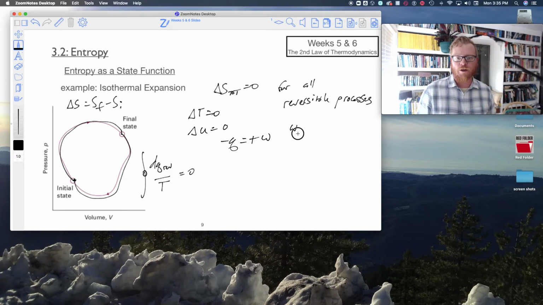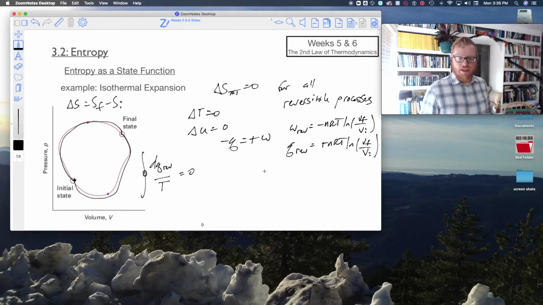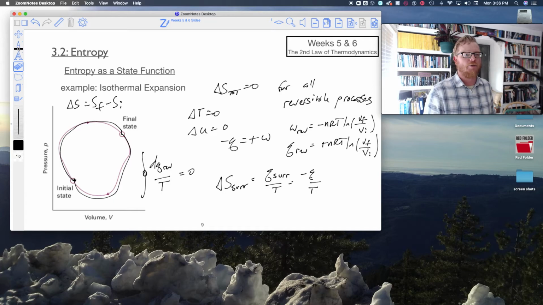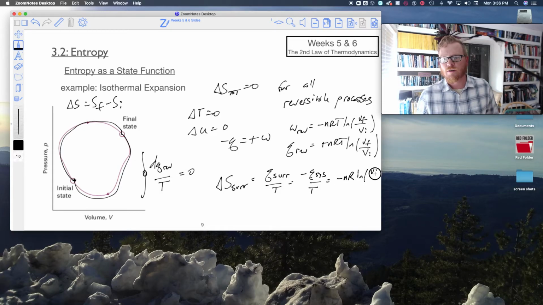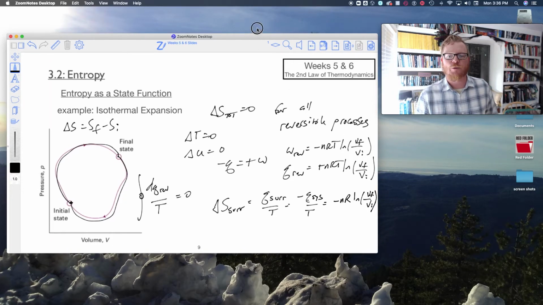And if we keep going with this, we know work reversible, instead of deriving it, I'm just going to throw the equations up. W equals negative nRT natural log of VF over VI. So then as a result, Q reversible has to be positive nRT natural log of VF over VI. Okay. We recognize that delta S of the surroundings equals Q of the surroundings divided by temperature, which is the same thing as saying negative Q of the system divided by temperature. Well, the Q of the system is right up here, so dividing this by T, that's going to be negative nR natural log of VF over VI. So that's our delta S for the surroundings.